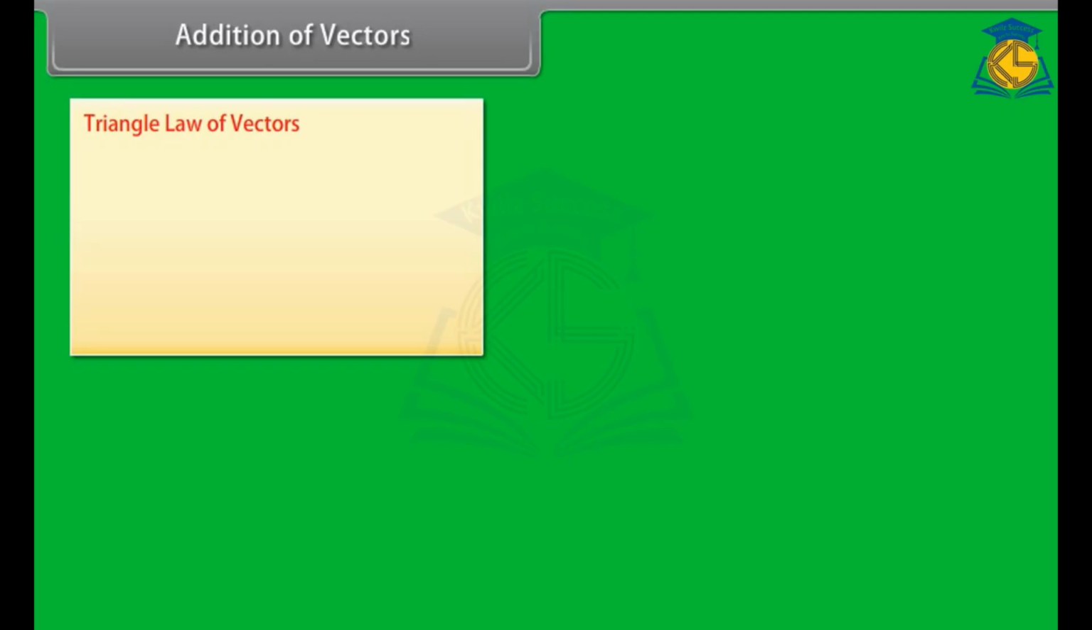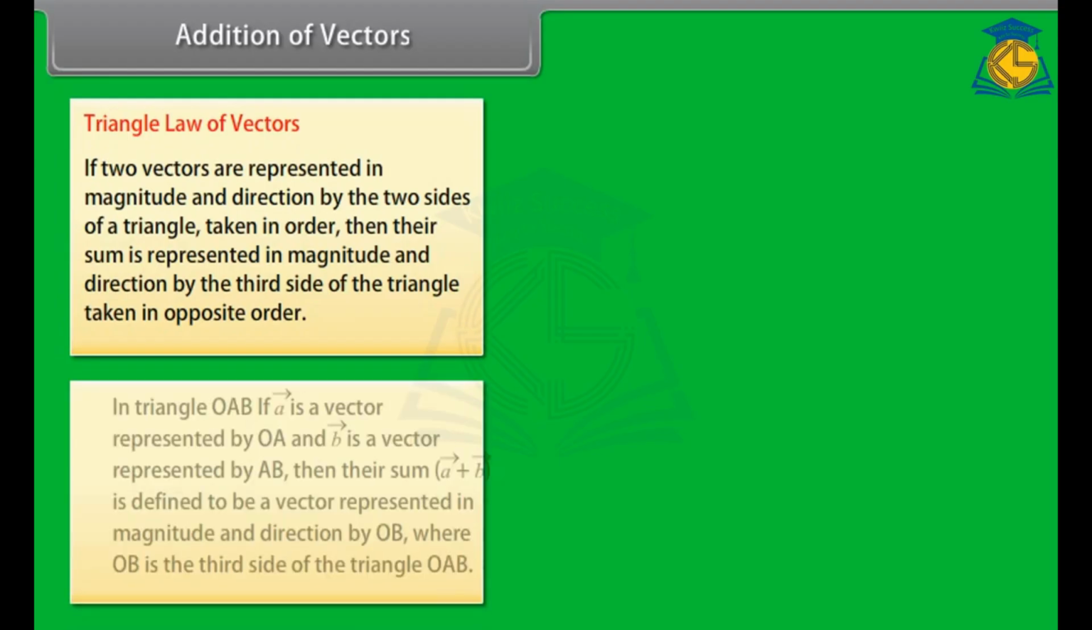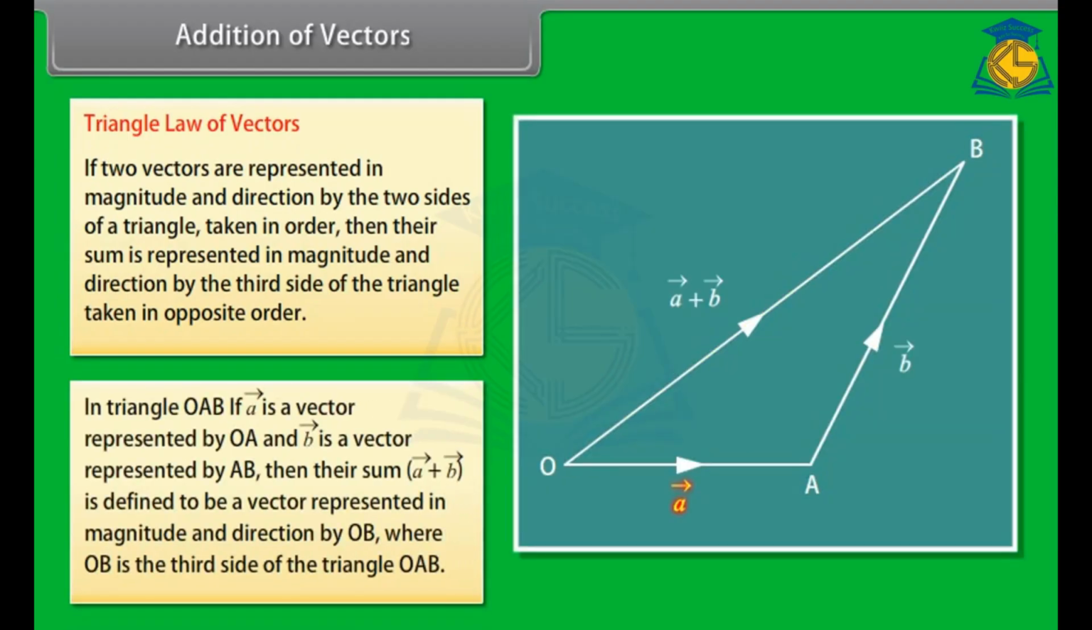Addition of vectors. Triangle law of vectors. If two vectors are represented in magnitude and direction by the two sides of a triangle, taken in order, then their sum is represented in magnitude and direction by the third side of the triangle, taken in opposite order. In triangle OAB, if vector A is represented by OA and vector B by AB, then their sum, vector A plus vector B, is defined to be a vector represented in magnitude and direction by OB, where OB is the third side of the triangle OAB.